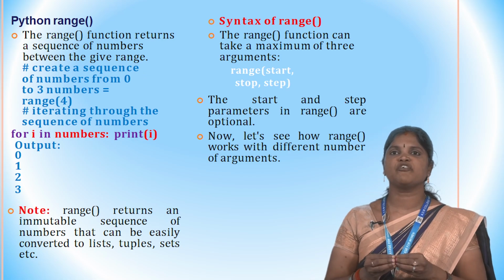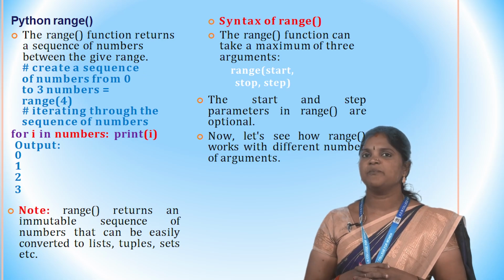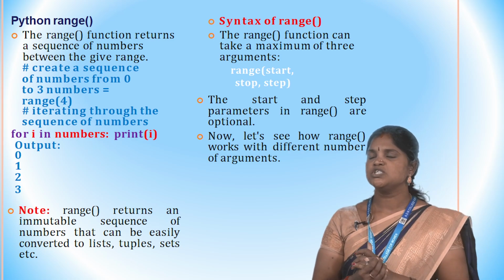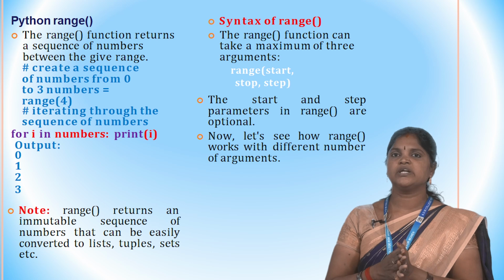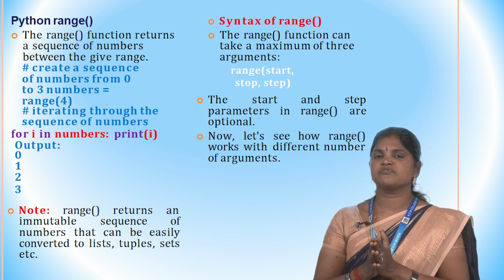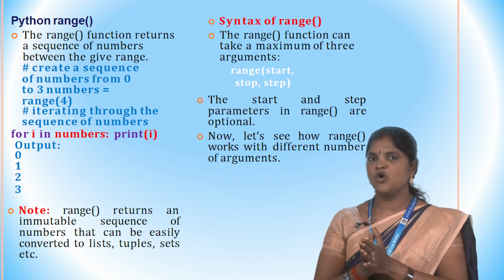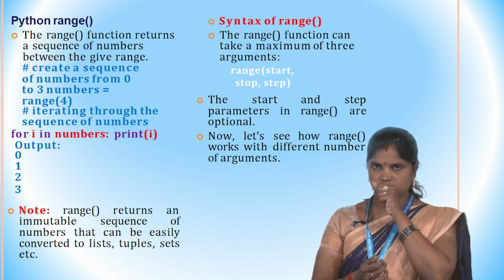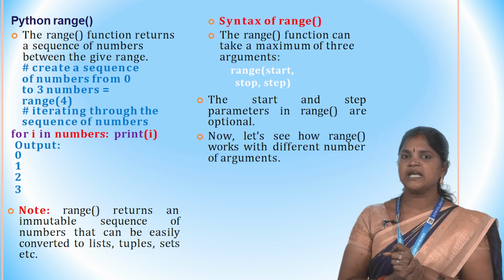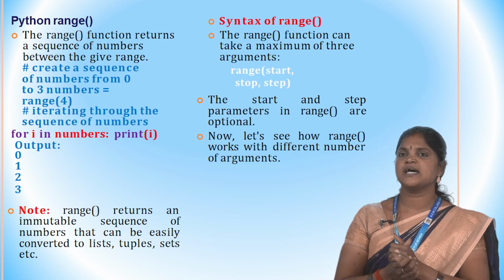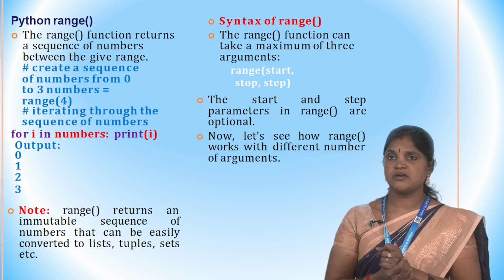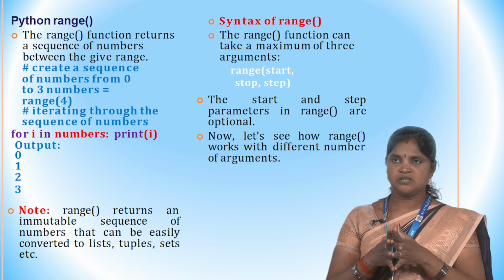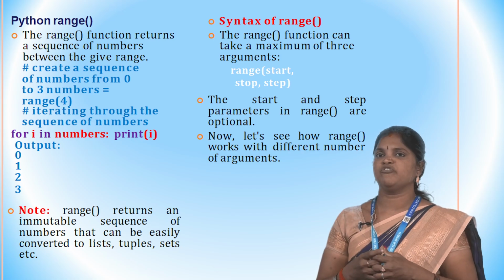Python range. The range function returns a sequence of numbers between the given numbers. Create a sequence of numbers from 0 to 3: numbers equal to range of 4. Iterating through the sequence of numbers: for i in numbers, print i. Output is 0, 1, 2, 3. Note that range returns an immutable sequence of numbers that can easily be converted to lists, tuples, sets, etc. The syntax of range is range(start, stop, step). The start and step parameters in range are optional.